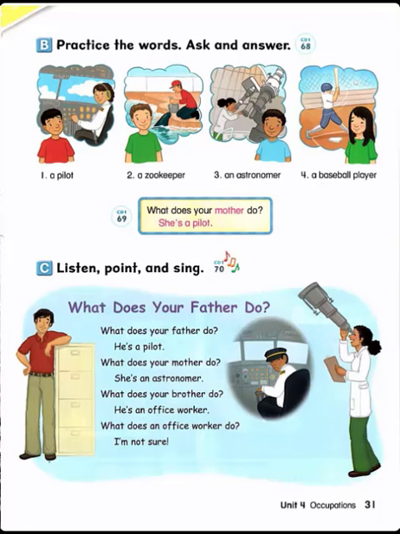Page 31. C. Listen, point, and sing. What does your father do? He's a pilot. What does your mother do? She's an astronomer. What does your brother do? He's an office worker. What does an office worker do? I'm not sure.